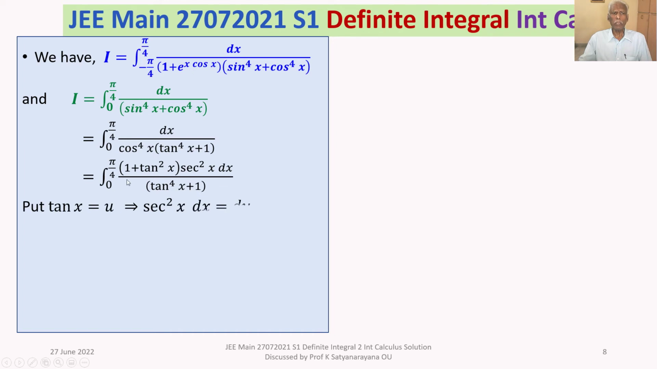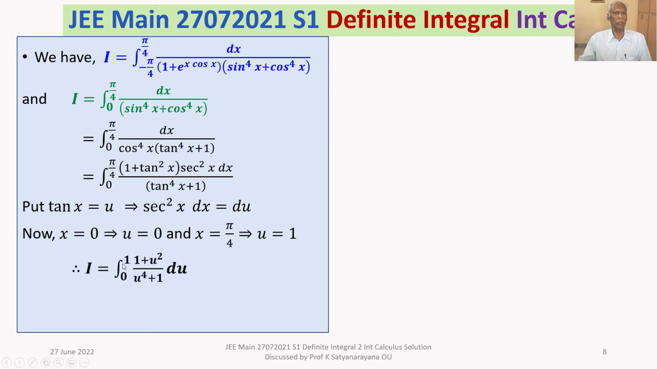Now put tan x is equal to u, right? Differentiate. Secant square x dx is equal to du. What happens to the limits? When x is equal to 0, u is equal to tan 0, that is 0. When x is pi by 4, u is equal to tan pi by 4, that is equal to 1. So the integral now becomes I is equal to the integral 0 to 1, 1 plus u square du by u power 4 plus 1.